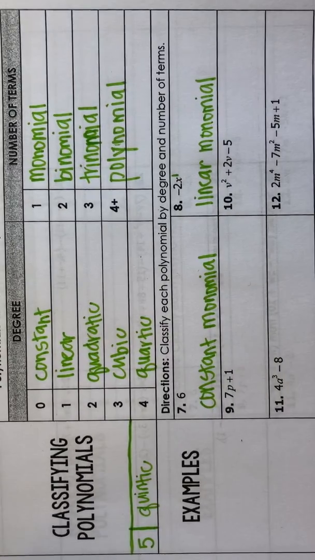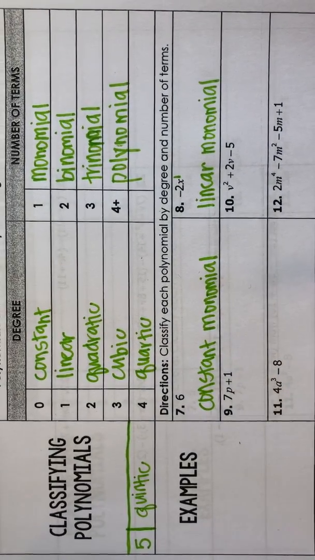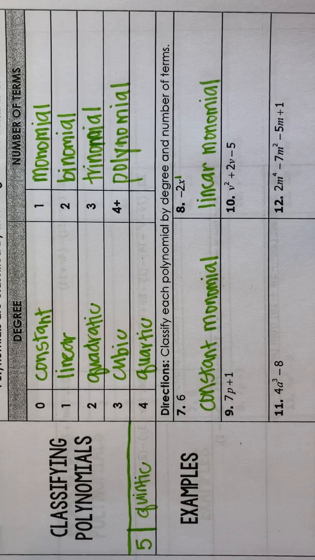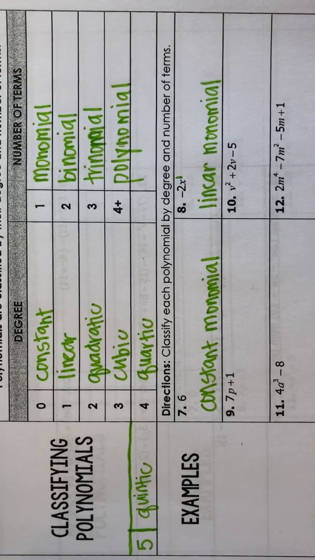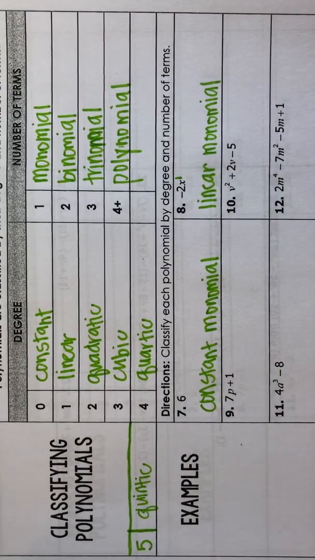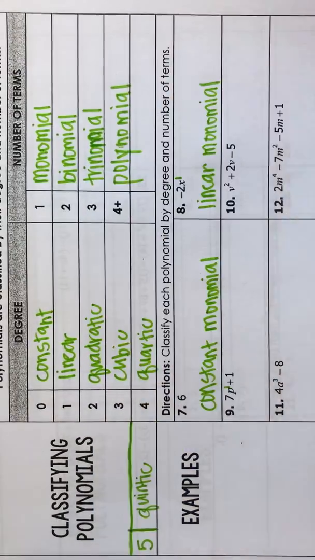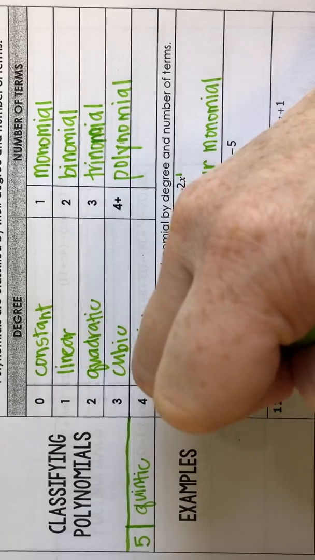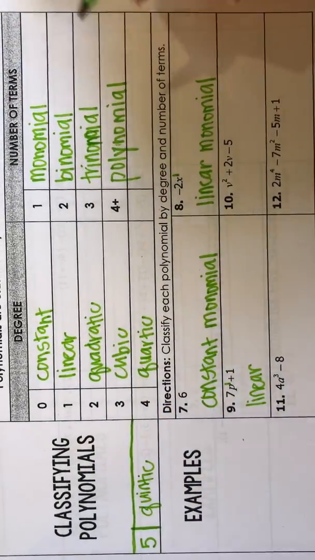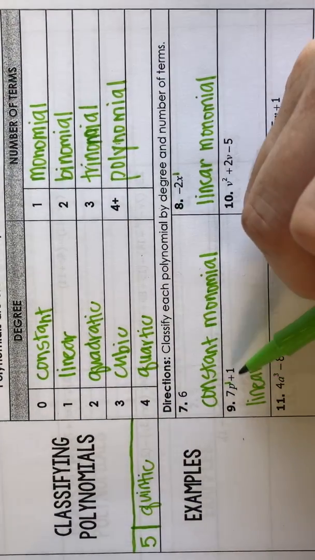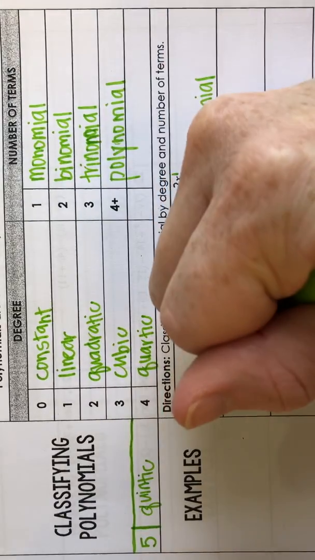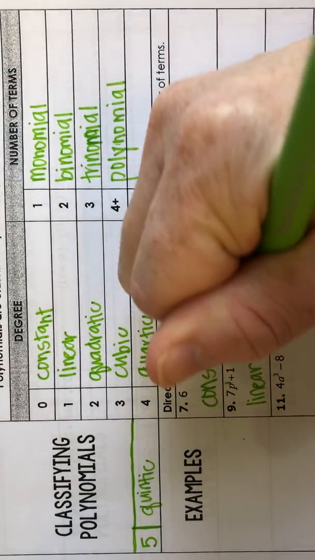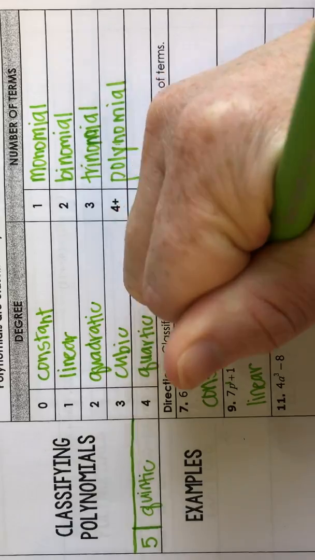Number 8, negative 2x is a linear monomial. Number 9, I have 7p plus 1. P has an exponent of 1, so that makes this linear. And I have two pieces being added together, so that makes this a binomial.